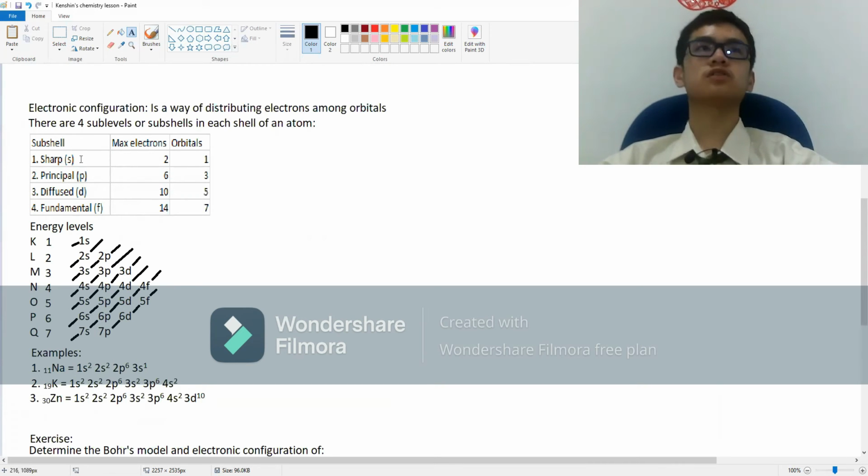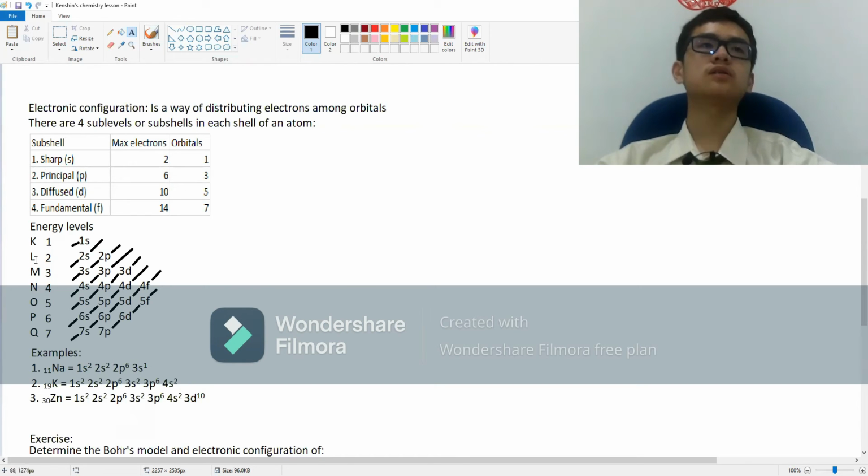Let me explain the 4 subshells first. First, we have the subshell called sharp, or S for short, can hold 2 electrons at most. 2 electrons means 1 orbital. Then the second subshell, we have principal, also known as P. The maximum electrons it has is 6, which means 3 orbitals. The third one is diffuse, or D for short, can hold 10 with 5 orbitals. And the last one is fundamental, or F. It can hold 14 with 7 orbitals.